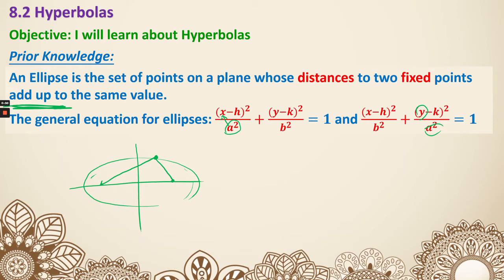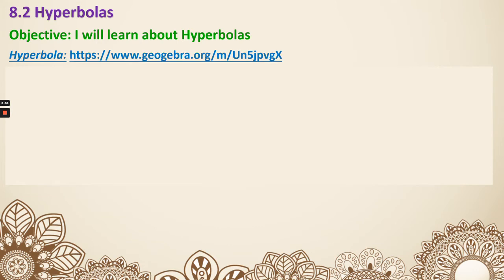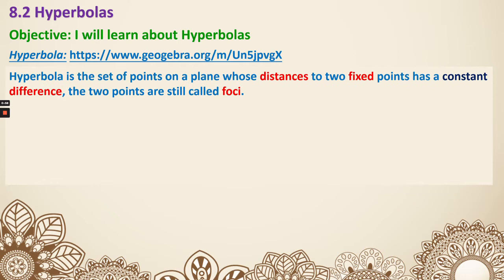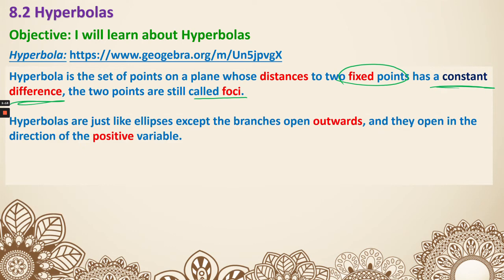Hyperbola will work the same way, so let's get into the definition. Here's a link of a GeoGebra demonstration that you can check. A hyperbola is the set of points on a plane whose distances to two fixed points have a constant difference. So it's not that they add up to the same value anymore. The two fixed points are still called foci, but it's their difference that stays constant. A hyperbola is just like an ellipse, except the branches open outwards. If they opened inward, we would form an ellipse, but this time it's opening outwards, in the direction of the positive variable.